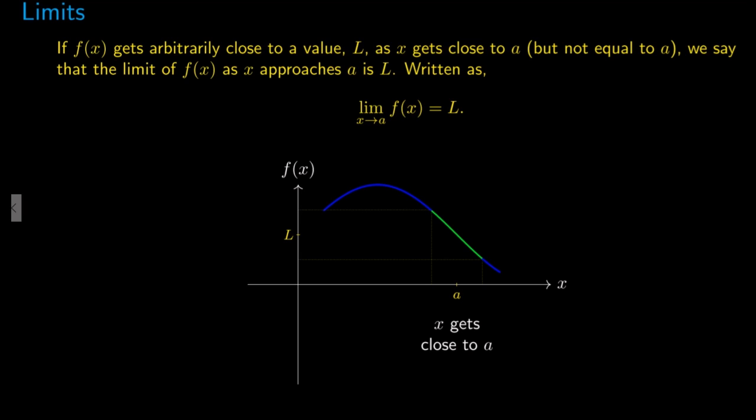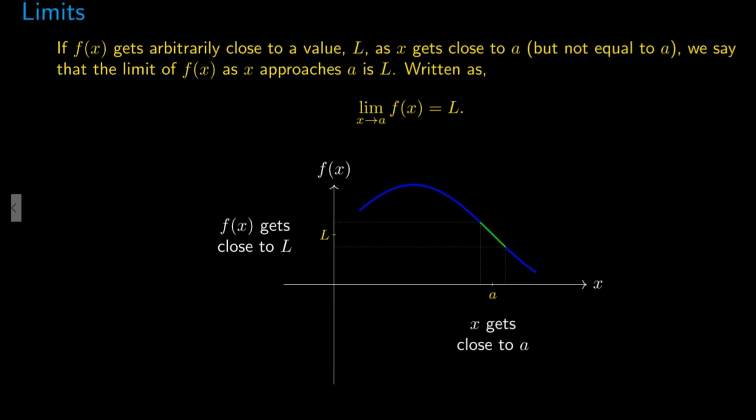And the idea is, if we make that space around a smaller, we want the space around L to also become small. So if we make this space around a a little bit smaller, you can see that the green portion is smaller. And when we look over the f of x axis where it corresponds, it's gotten smaller around L. So if we make that little space around a get as small as possible, and the space around L gets arbitrarily small, then we say that the limit as x approaches a of f of x is L.